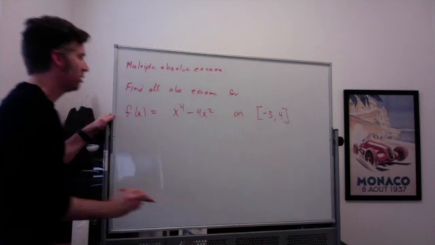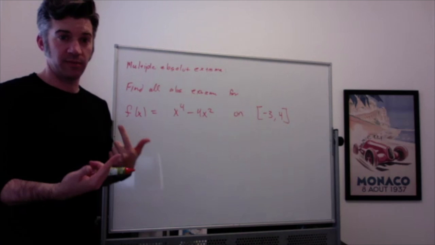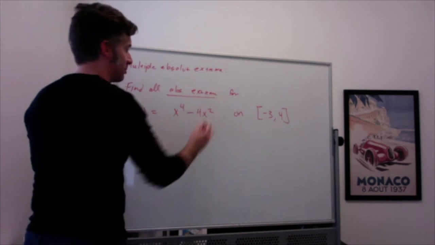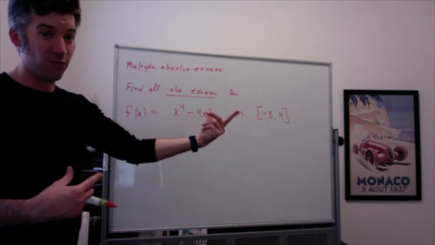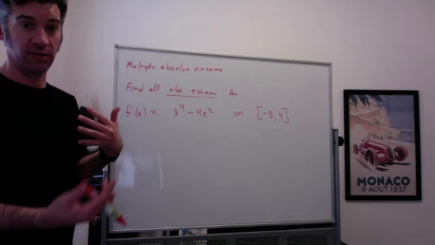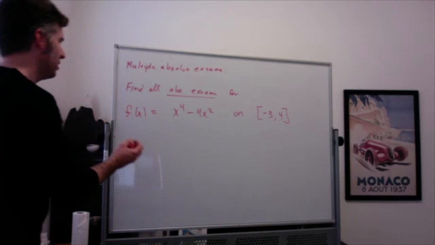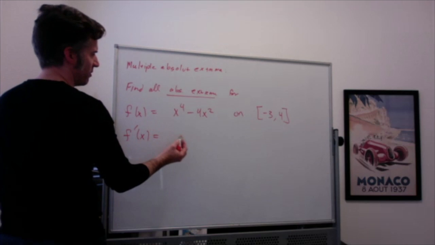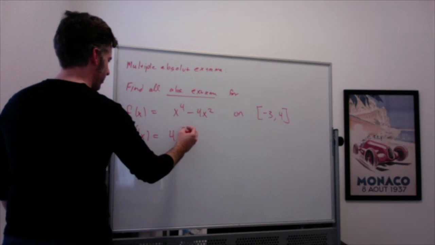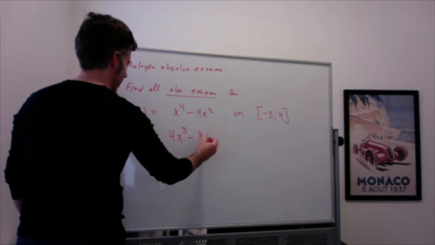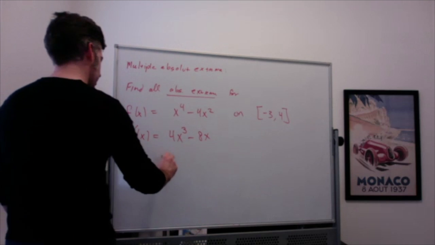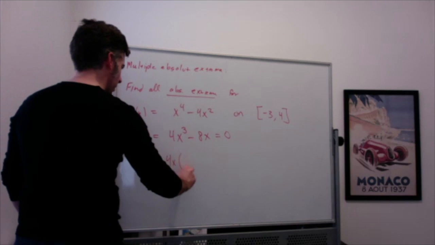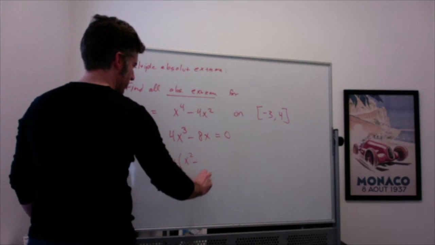Okay. So this is back to the types of questions where you're just finding the critical values. And you're trying to find absolute extrema, you're just plugging those critical values and the endpoints back into the original function to see which is the biggest and which is the smallest. So let's find our critical values. My derivative is 4x cubed minus 8x. I'm going to set that equal to 0. I'm going to factor out 4x, and end up with an x squared minus 2.